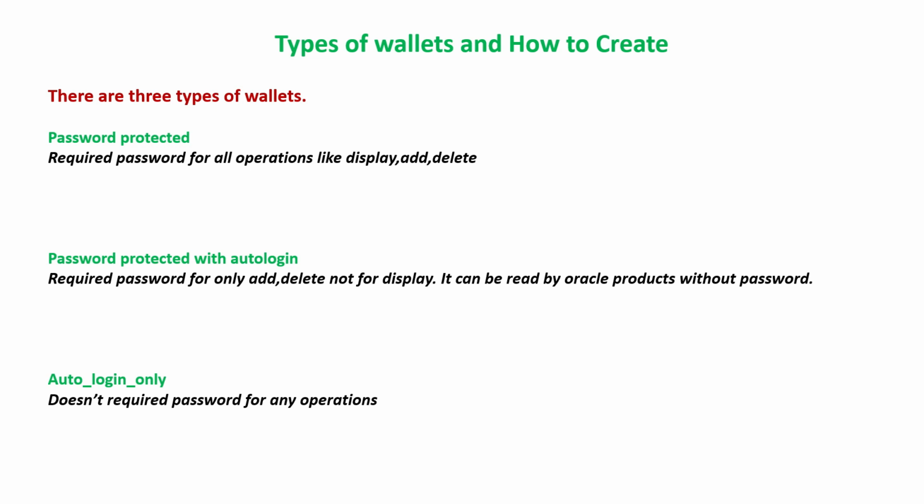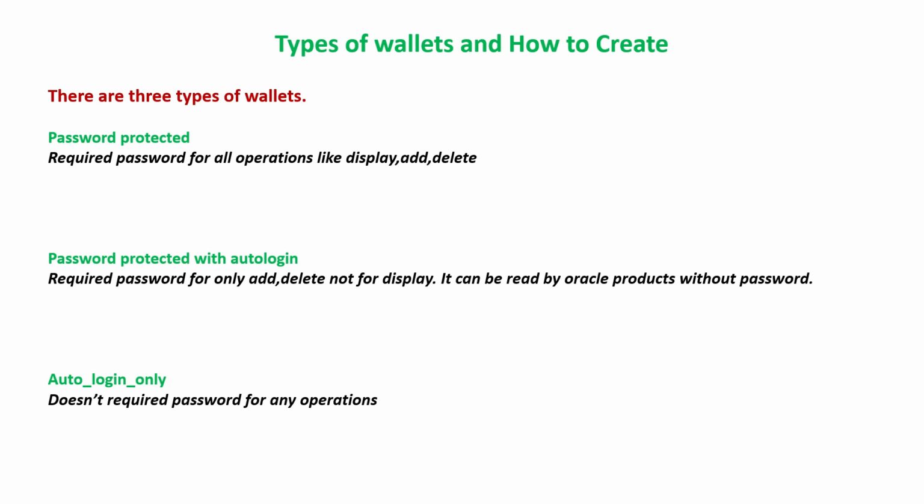Okay. Second is password protected with auto login. That means the wallet is protected with the password, but it is allowing the auto login. That means for reading the wallet, if you are going to list the certificates from the wallet, then you don't need the password. But if you are going to do certain kind of manipulation, like the addition of a certificate or deletion of a certificate, then it requires a password.